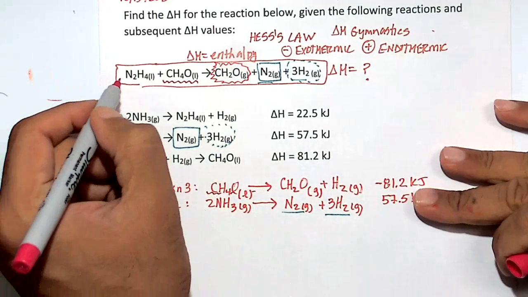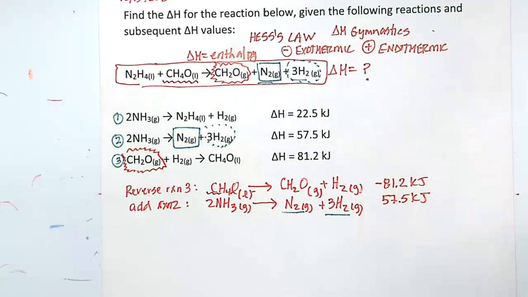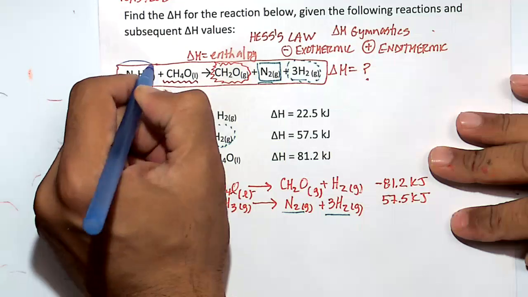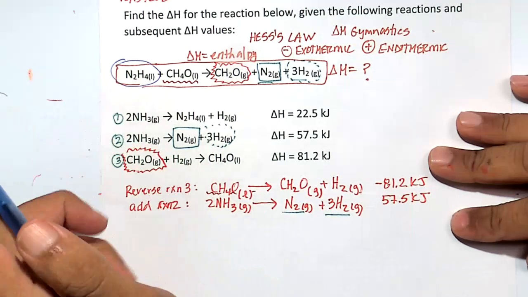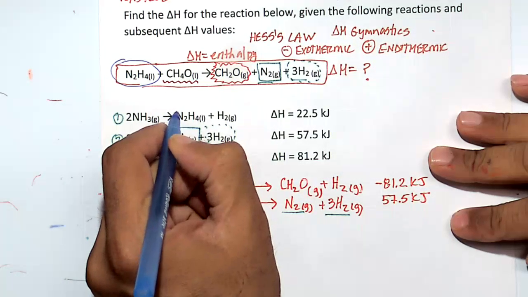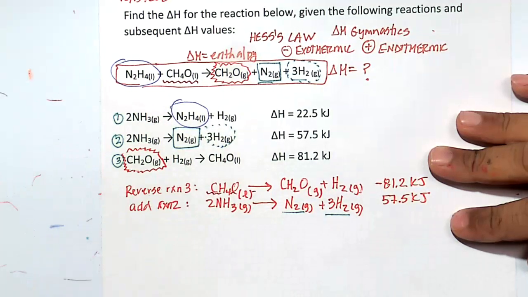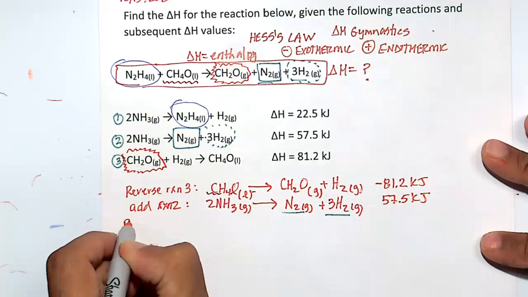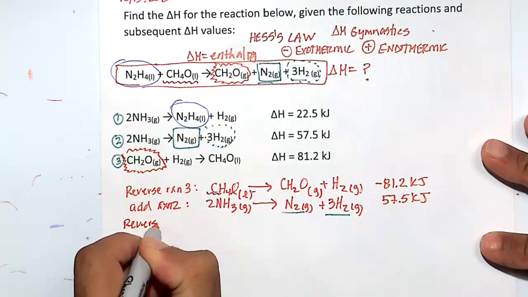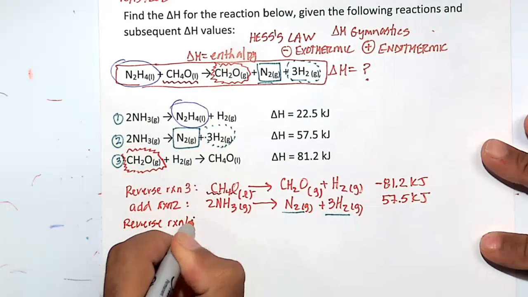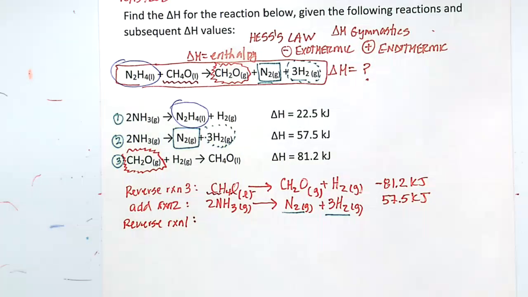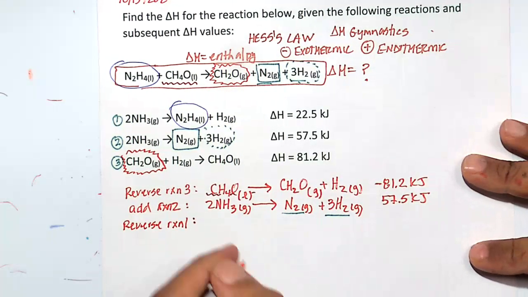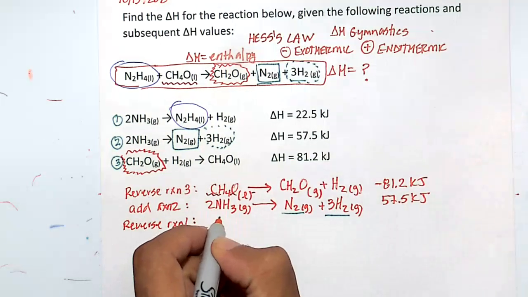All right, N2H4. Okay, so N2H4, let's put this in blue here. N2H4 is on the reactant side. N2H4 here is on the product side. I'm going to reverse reaction 1. Okay, flipping reaction 1. This becomes N2H4.